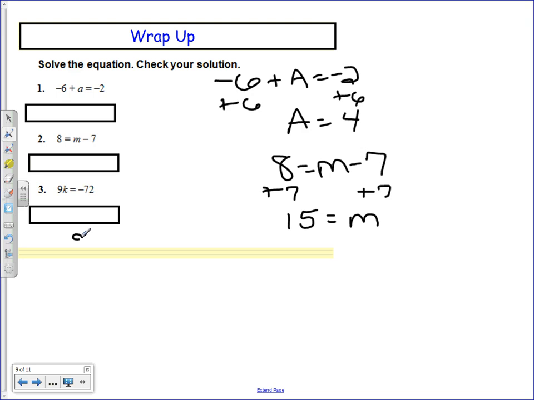And then finally, we have 9k equals -72. I'm multiplying. The opposite or inverse of multiplying is to divide. My 9's cancel. -72 divided by 9. 9 times what gives me 72? 9 times 8. So the answer here is 8.